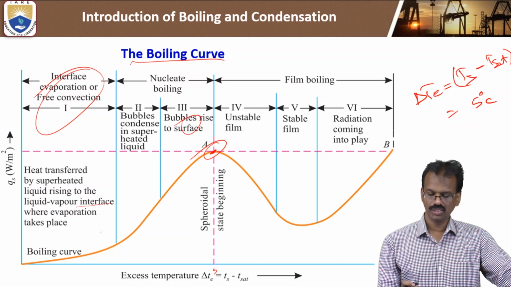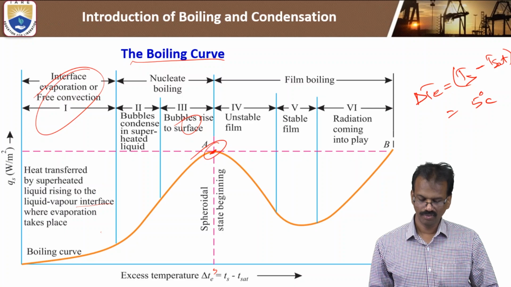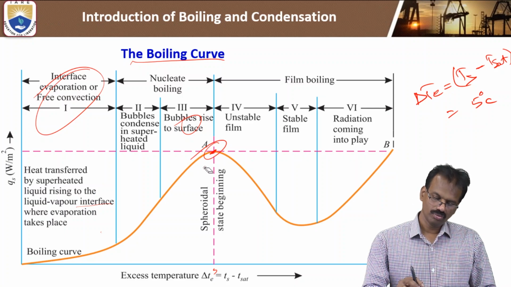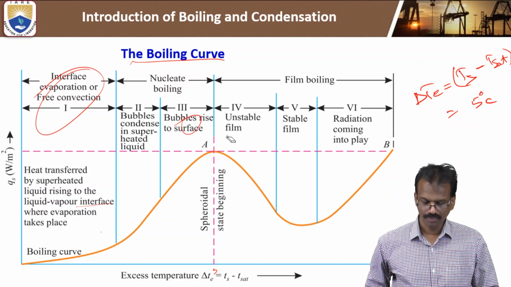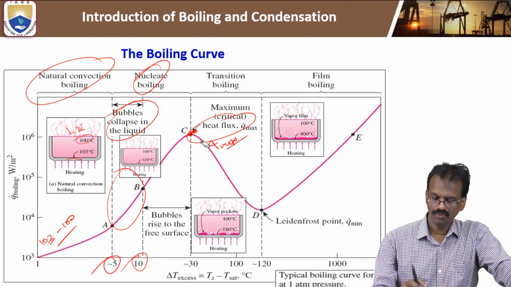the material should withstand the temperature. Otherwise, the material's properties will vary. So we have to construct this one. We'll see this one. This is the critical heat flux point.